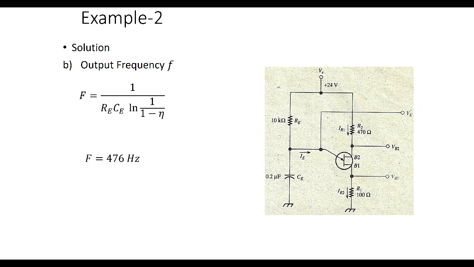Sir, I got 502.89. Wait, what is going on here? Sir, I got 518. Let me tell you what you're substituting. RE here is 10K, 10 kilo ohms. Right, sir. And the CE here is 0.2 microfarad, micro, 10 to the minus 6.